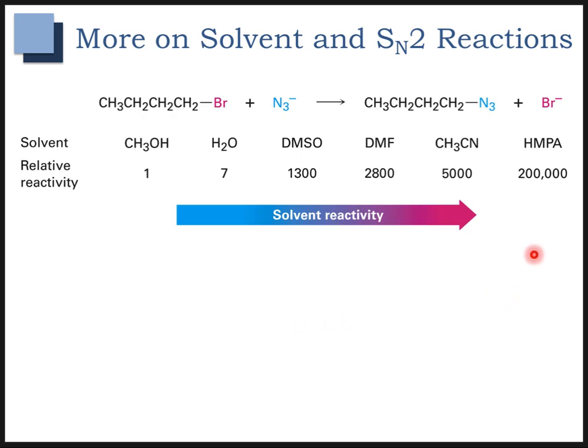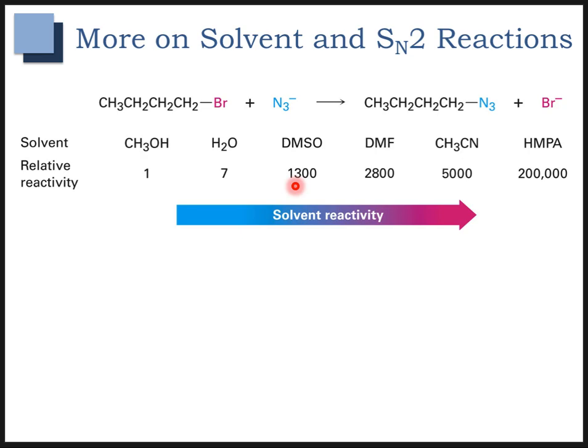And this is kind of shown in the reaction rate. A polar protic solvent is going to give you a very slow reaction rate, like methanol, water. Polar aprotic solvents like DMSO, DMF, acetonitrile, and HMPA are going to give you great reaction rates. We don't usually use HMPA, that's not a common solvent, but I would say DMSO, DMF, acetonitrile, those are ones that you should know and recognize as promoting SN2 reactions.